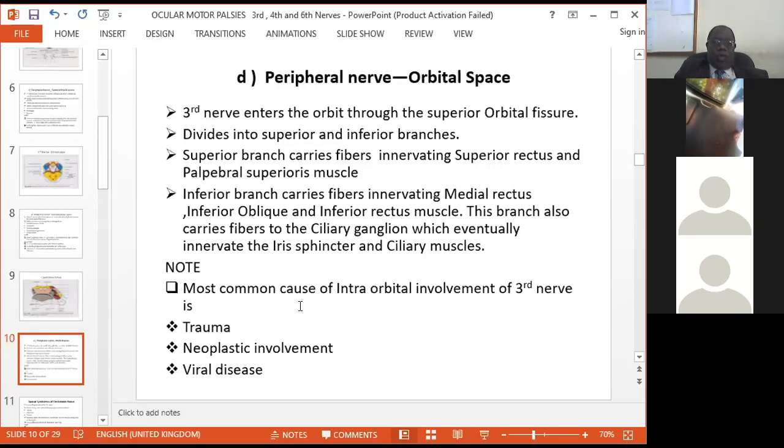Note, most common cause of intraorbital involvement of third nerve is trauma, neoplastic involvement, the tumors within there, and viruses. I think trauma is more involved, but there are these other causes. When you say neoplastic, it means there are tumor cells, so it may not just be affecting the nerve. Because there is now compression if a lot of tumor is there, there will be other features suggestive of compression.